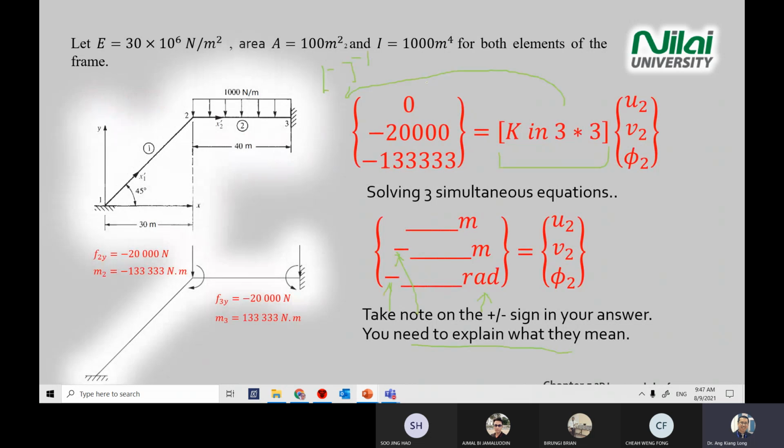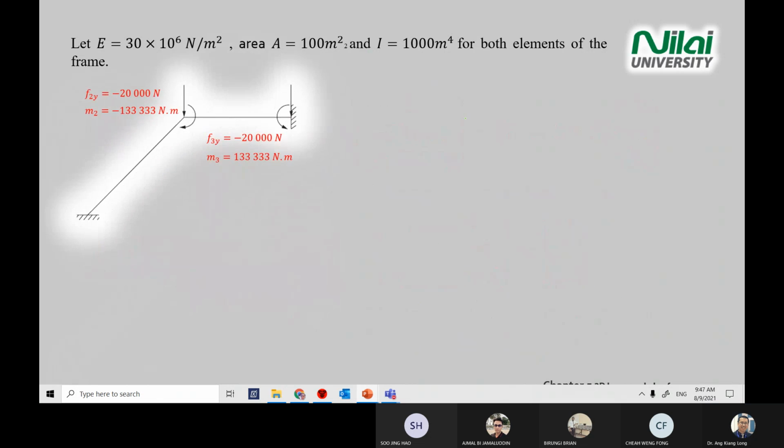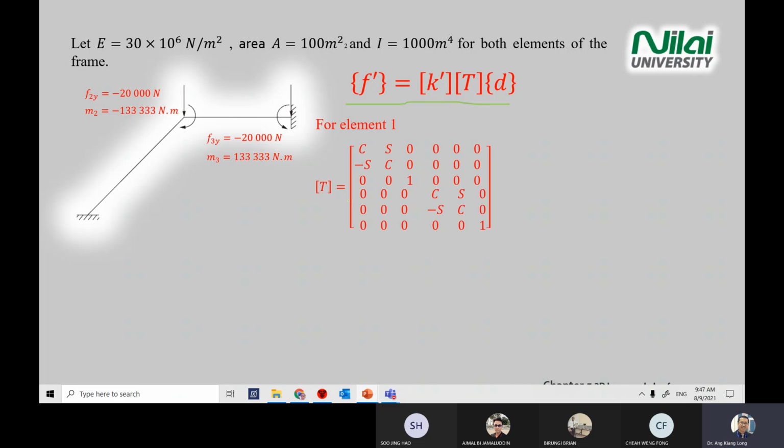After you get the values for U2, V2, rotation 2, and you have solved for the capital F, then you solve for the element. For the element, you use this equation: F prime equals K prime T D. Those are the steps. After you solve for capital F, you continue with small f. F prime equals K prime T D. T is standard, you just copy it. D equals the displacement that you calculated.